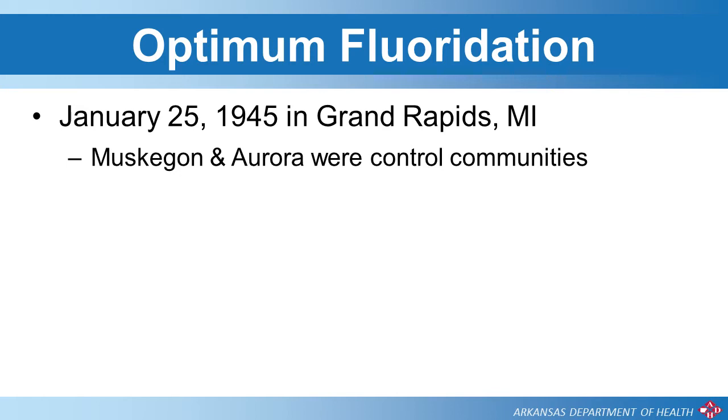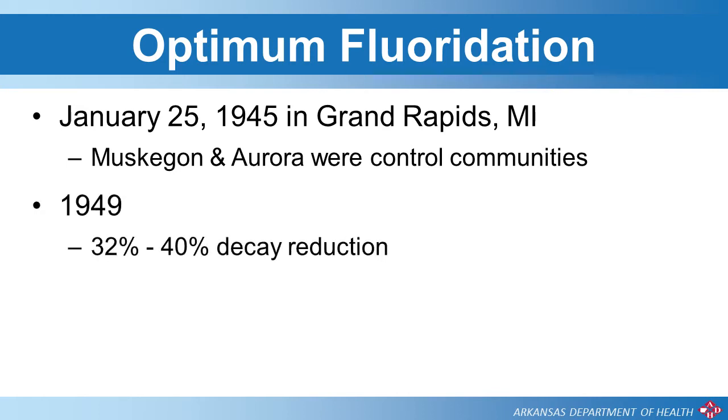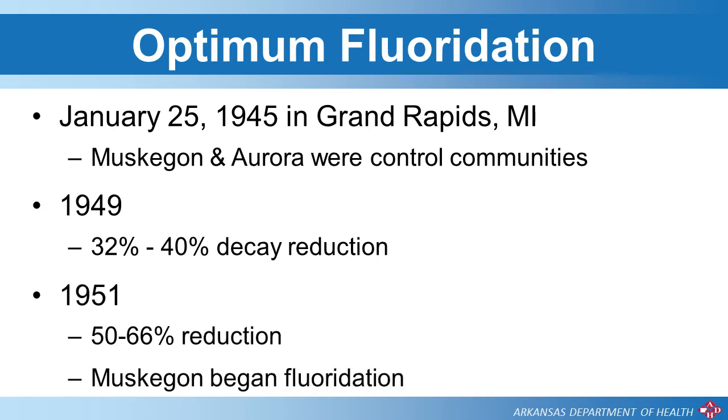Every 2 years they would return and do a cross-sectional survey to monitor the children and see what results they would develop. After 4 years, they noticed upwards of a 40% decrease in decay within the Grand Rapids children, and by 1951, this climbed even to 65% and higher. Well, city leaders in Muskegon said, we don't want any more part of this 15-year program. We want the same benefit for our children. They dropped out of the program, and then they started their own community water fluoridation system.